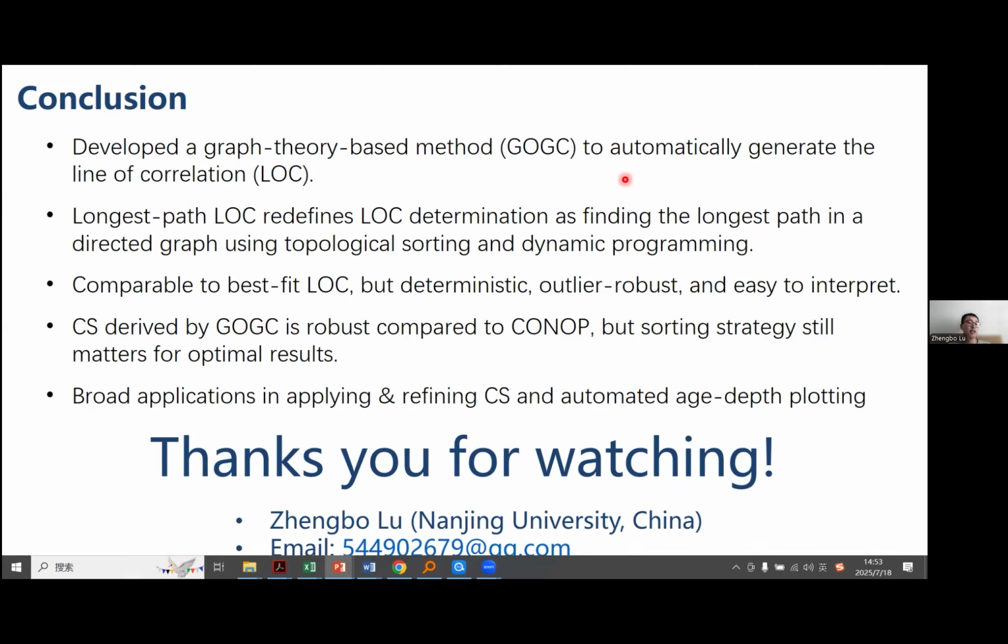Also, the composite standard derived by GeoGC is robust compared to the CONOP, but sometimes the sorting strategies may matter. And finally, we could also see some promising broad applications of our GeoGC in fields like applying and refining the composite standard and automated age depth plotting.